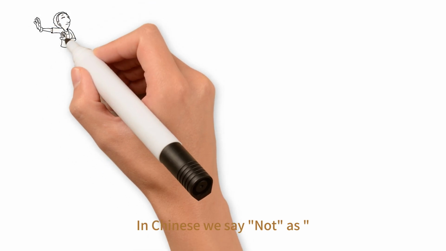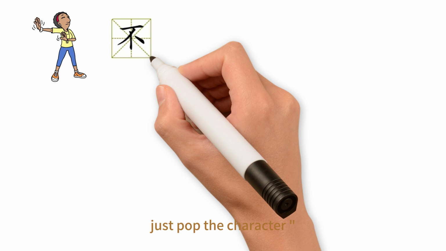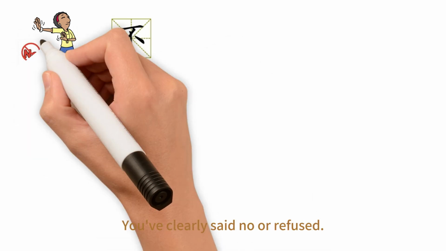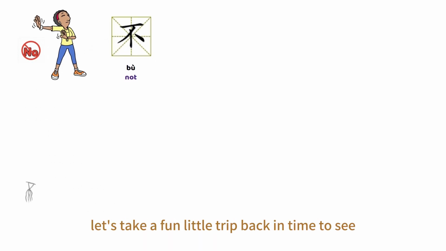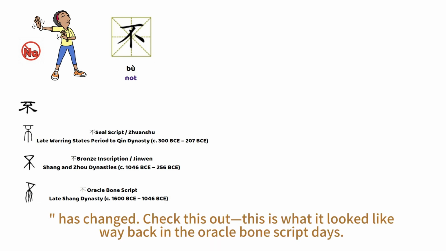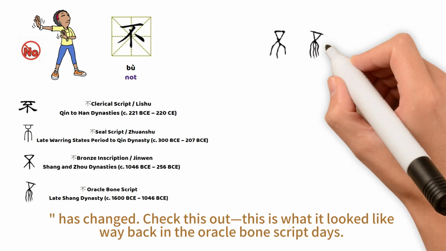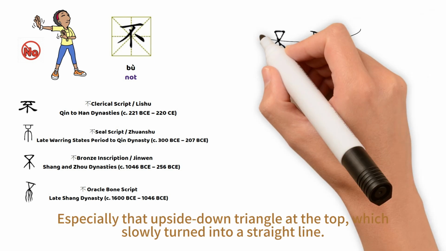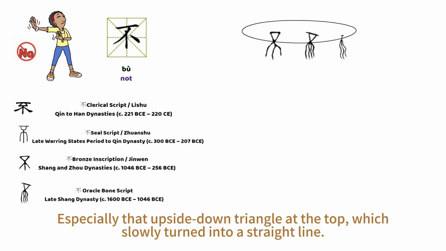In Chinese, we say not as 不. If you don't want to do something, just pop the character 不 in front of the verb. By doing so, you've clearly said no or refused. Now, let's take a fun little trip back in time to see how the written form of 不 has changed. Check this out. This is what it looked like way back in the Oracle Bone script days. Pretty confusing at first sight, right? Especially that upside-down triangle at the top, which slowly turned into a straight line.